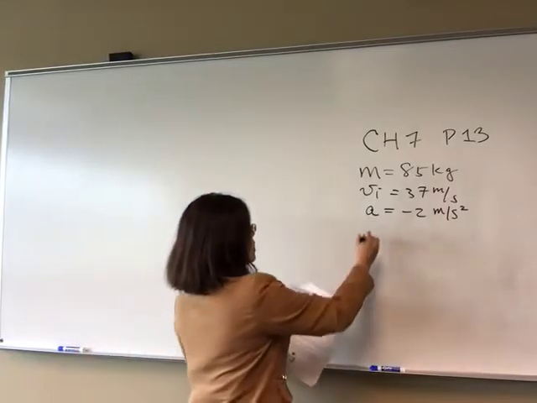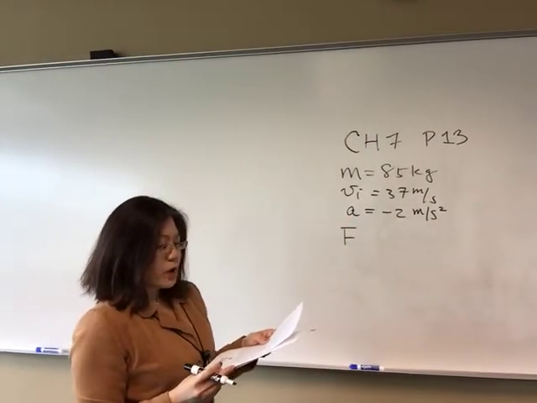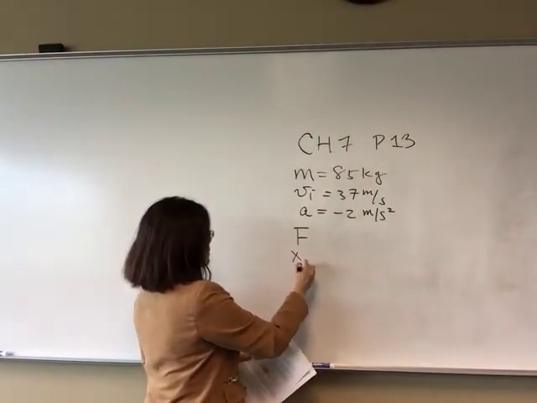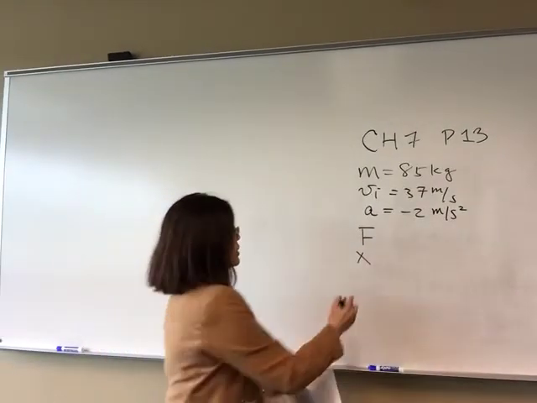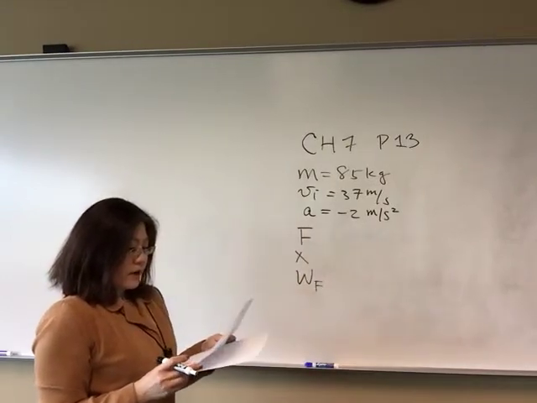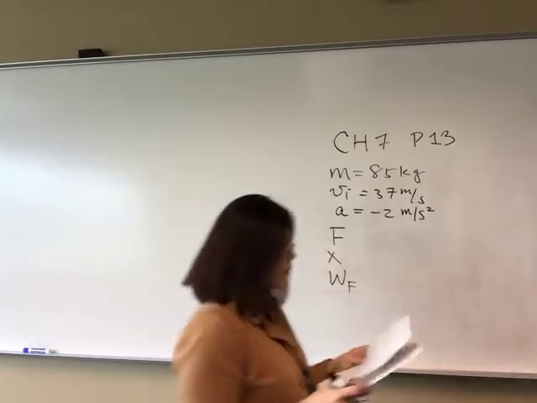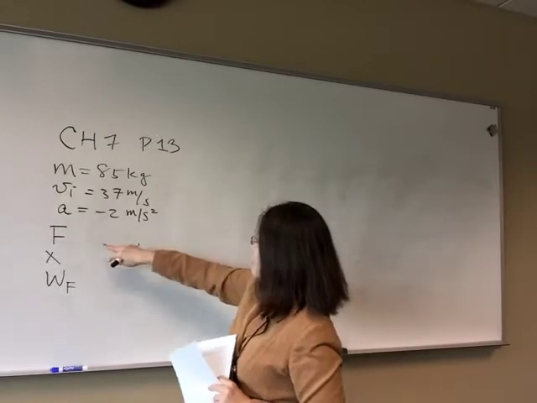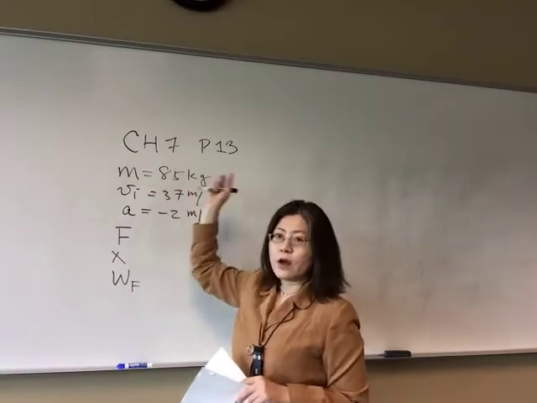So you want to find the force magnitude to slow it down, and what distance it travels while slowing. So the distance, let's say x, okay, and how much work is done by the force. So I want to find the work done by the applied force, and so let's do this first, okay. All right, so how do we calculate the force?